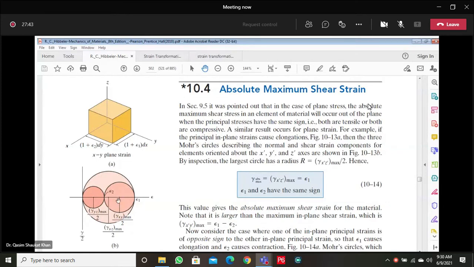from the figure that absolute maximum shear strain is greater than maximum in-plane shear strain.